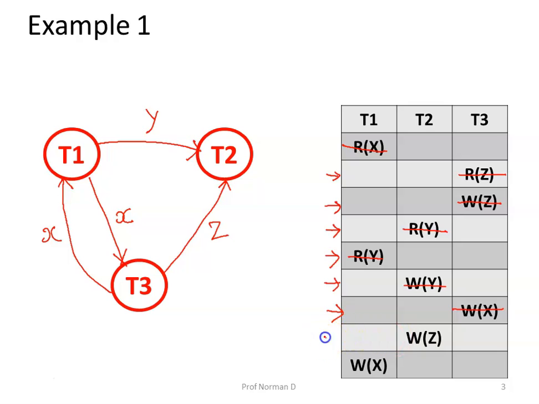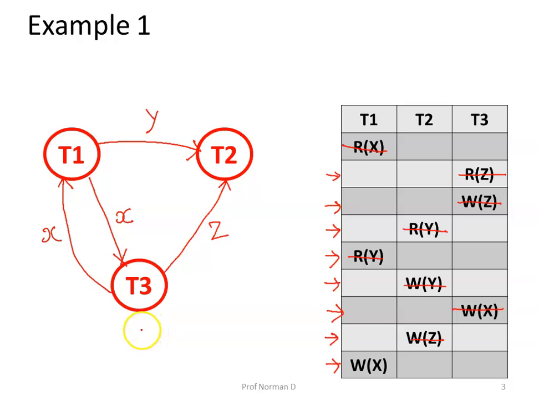Next instruction is from T2. It's a write operation on data item Z. So it is not having conflict with T1. And the last instruction is write item X. So now if you look at the precedence graph, there is a cycle T1 to T3.